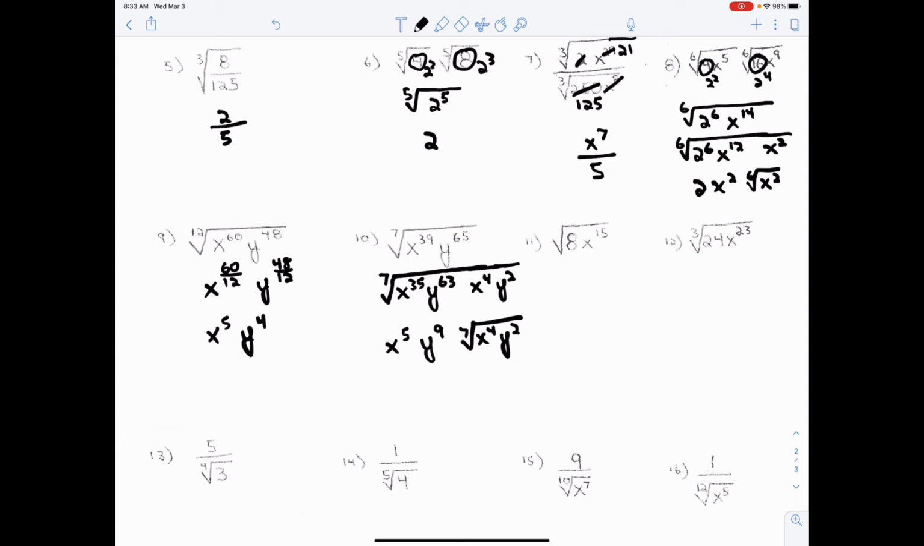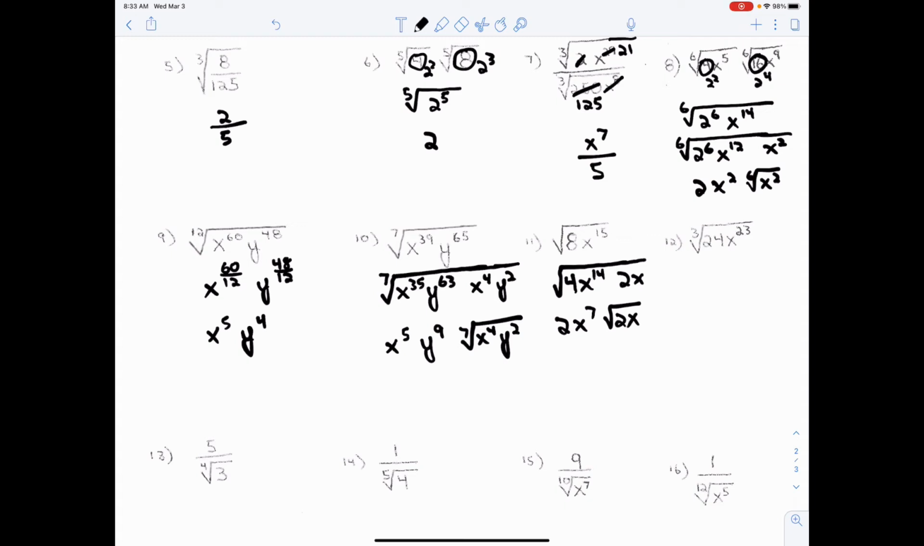Okay, the square root of 8x to the 15th. Again, we have to split it up into what we can and can't do. So we can do the square root of 4, but not the 2. And then we can take the square root of x to the 14th, but not the x that's left over. So the square root of 4 is 2. The square root of x to the 14th is x to the 7th. And then we have the square root of 2x left over.